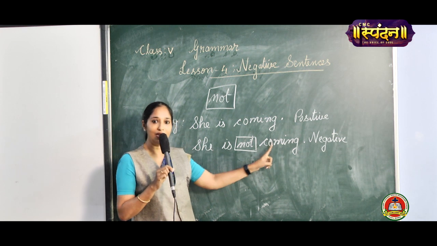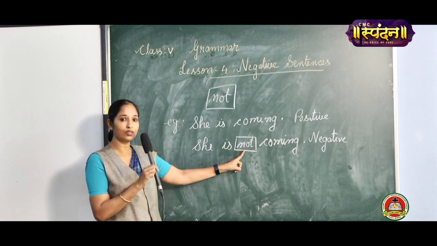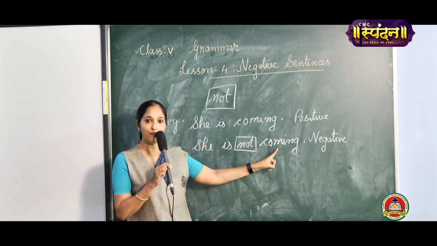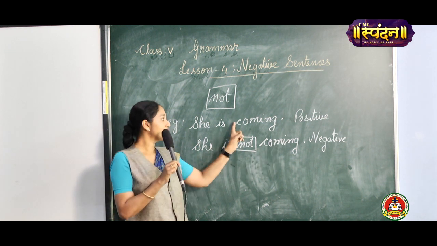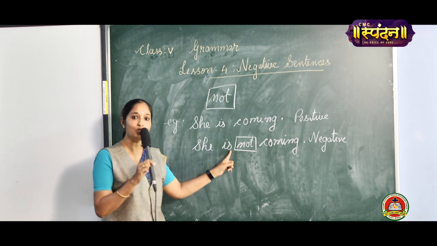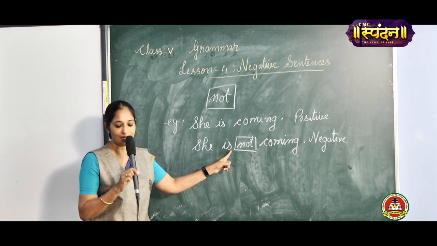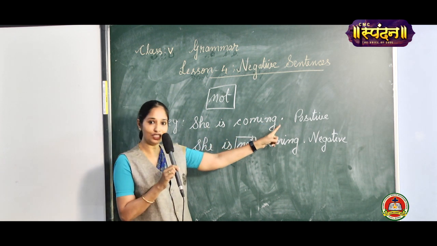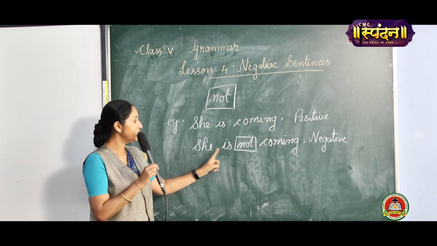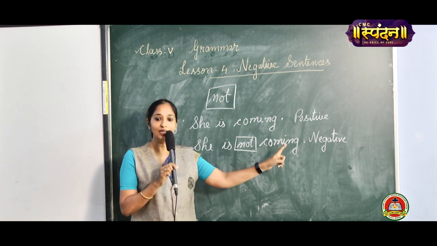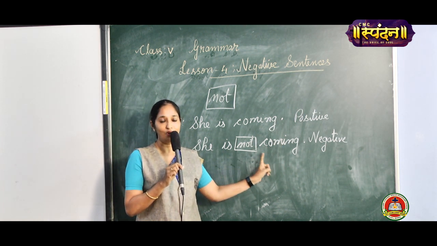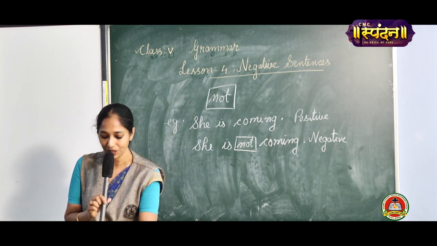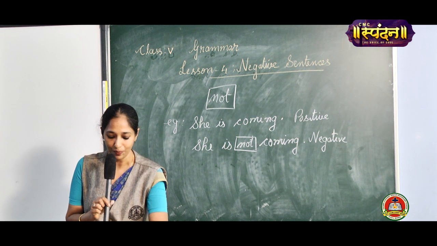And we have inserted the word not in between the auxiliary verb and the main verb to transform the positive sentence to a negative sentence. So here, she is coming is a positive sentence. She is not coming is a negative sentence. Hope you understood this much. Okay, now let's continue with the next topic.